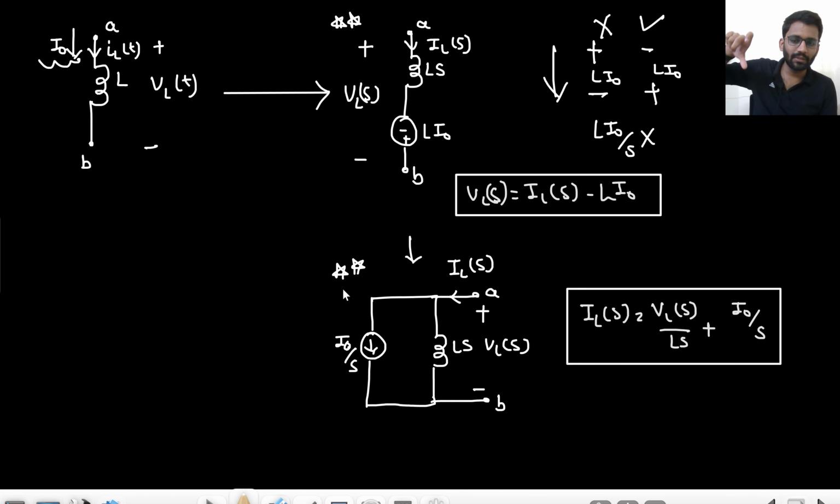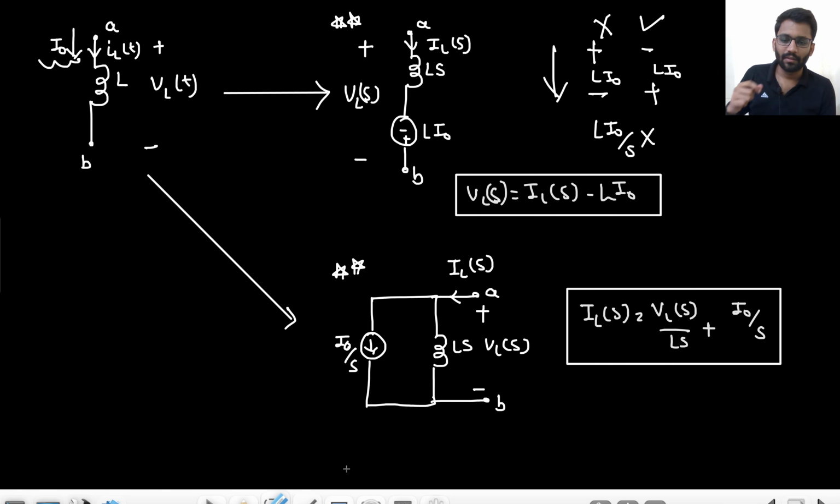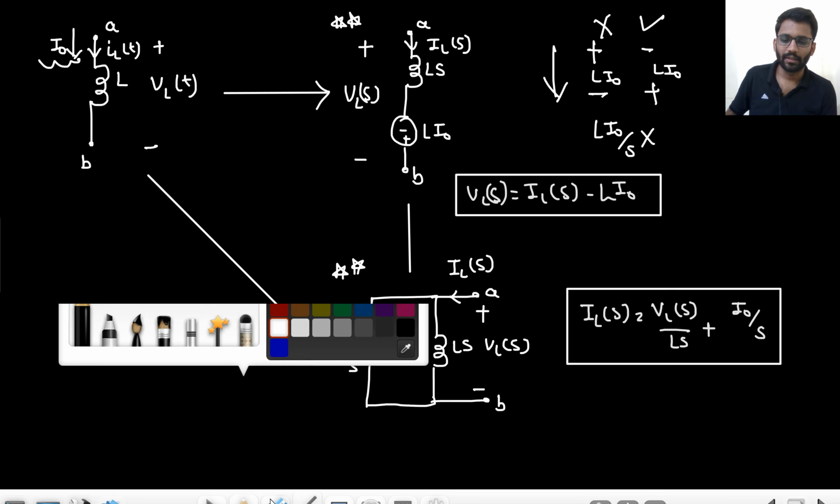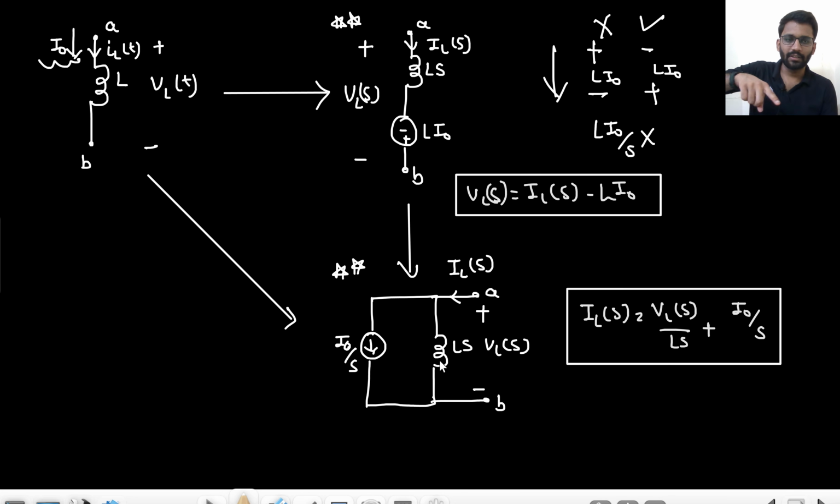If you consider the current source, going from here to here, what you will see is I naught by S as a current source, with a resistance in parallel, that is Ls. Or, going the other way, just replace L with Ls and make one battery, with the direction of current from up to down, battery minus plus.